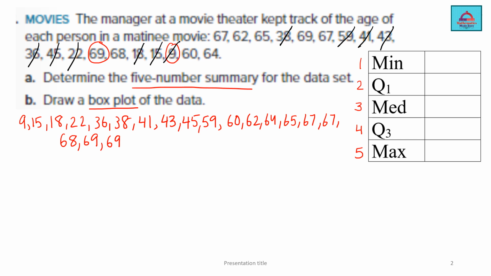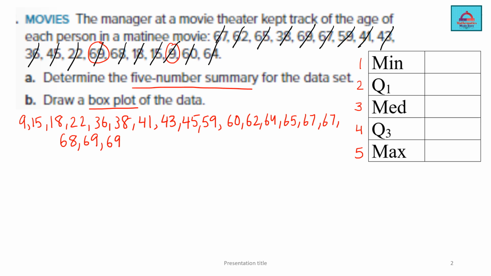And this checking you all have to do before you start solving the question so that you don't make any mistake. Then next is 60, then next is 62, then next is 64, then 65, then 67. 67, if you see, is coming 2 times, so strike it off twice. 68, then 69, and then 69. So all numbers are taken. That means we have not made any mistake.